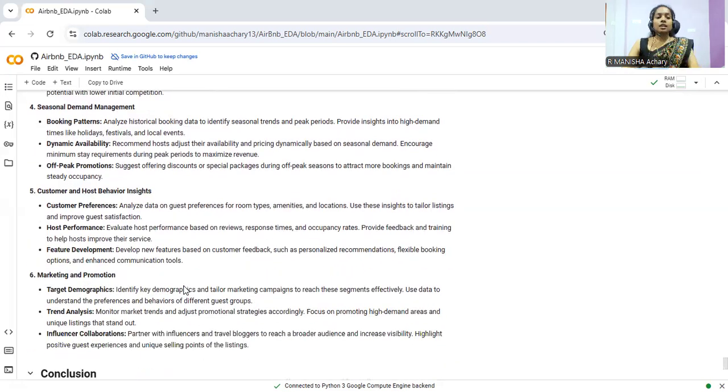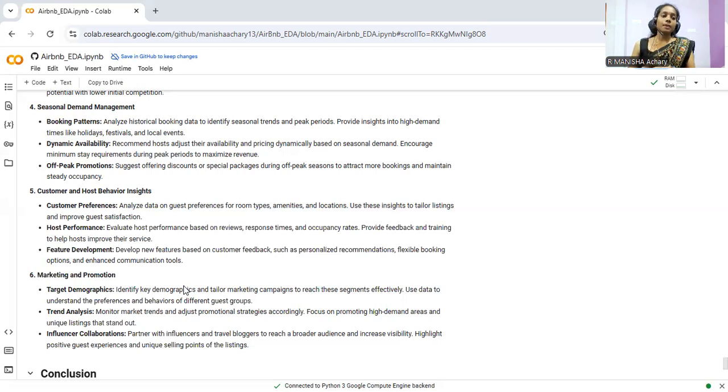Fifth is customer and host behavior insights. Analyze data on guest preferences for room types, amenities, and locations. Provide feedback and training to help hosts improve their service. Develop new features based on customer feedback, such as personalized recommendations, flexible booking options, and enhanced communication tools.